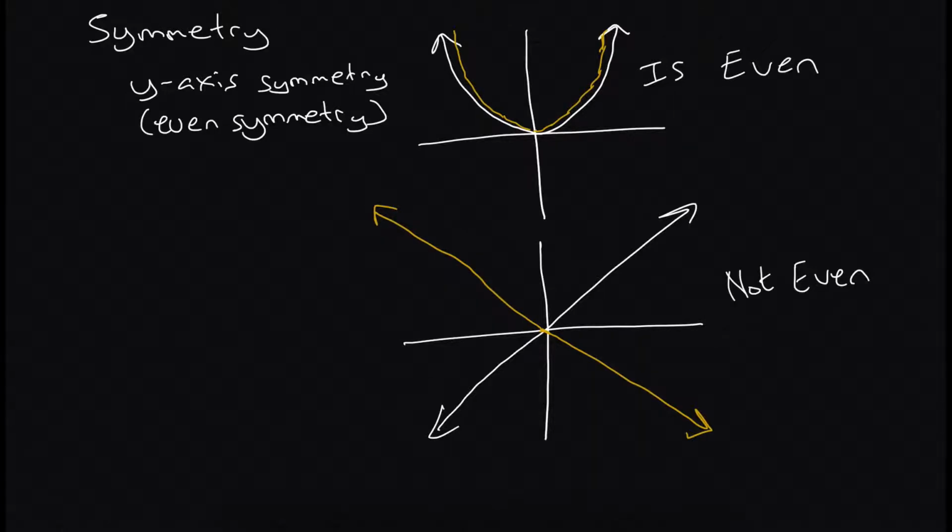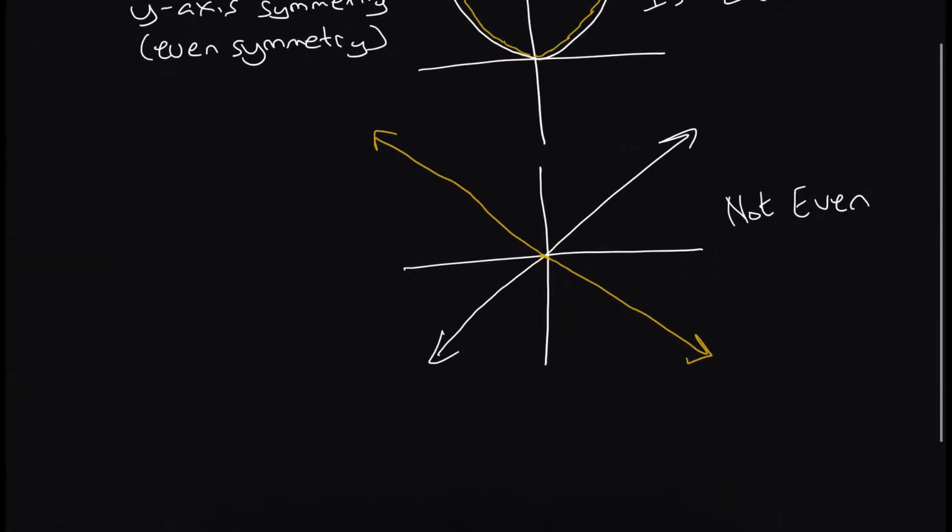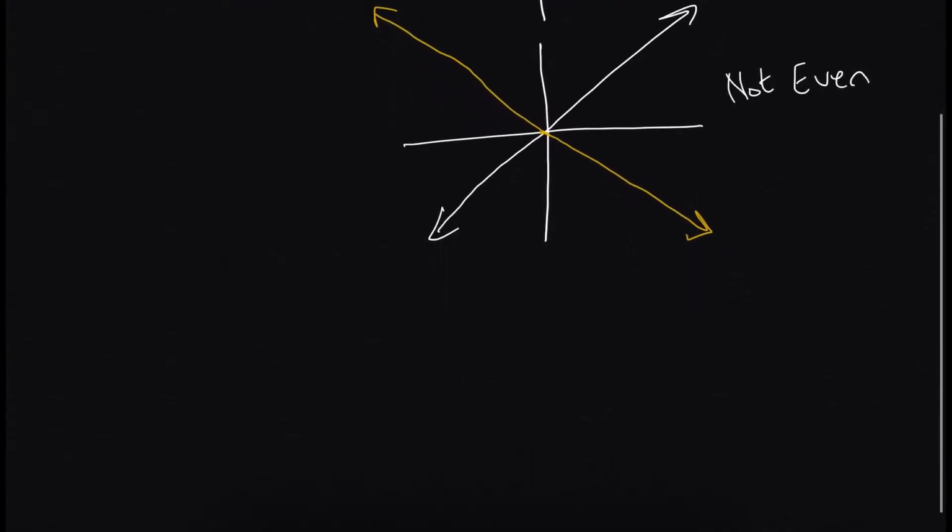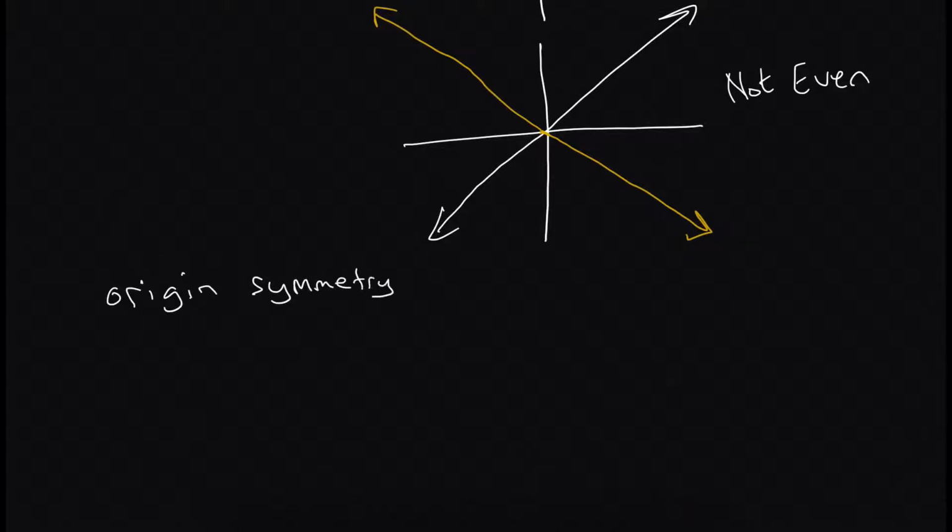I'll go ahead and push this up a little bit and look at the next type of symmetry here. It's going to be called origin symmetry, or odd symmetry. Let's go ahead and write that down. So origin symmetry, or odd symmetry. That's the other word for it. Again, I'll explain those terms in our next section. They'll mean a little bit more to you then.